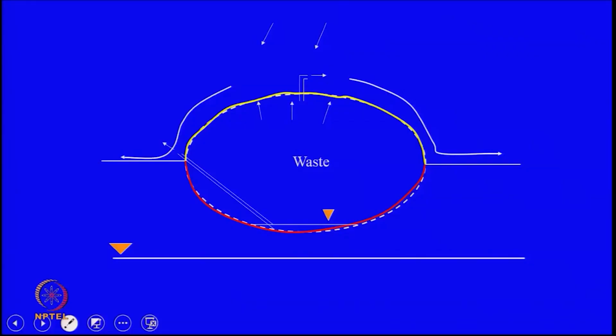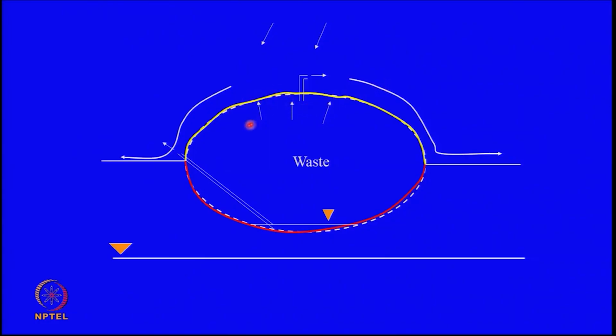After I've done this, I need to ensure that whatever water falls on this, it runs off. It doesn't remain at the top. Let me explain. This waste is biodegradable. It will eventually settle, right? And what will happen to the cover? The cover will become like this.